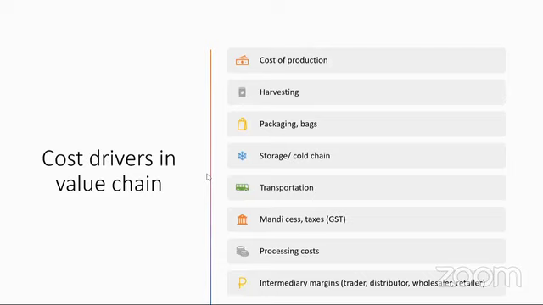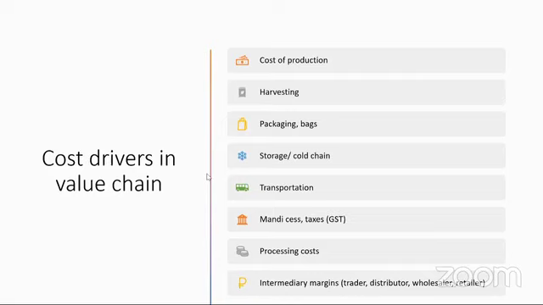Now transportation. If there are multiple intermediaries involved in the value chain, from the farm gate to a trader, from a trader to a wholesaler or a major trader or a processor, from processor to wholesaler, wholesaler to the retailer, and retailer to consumer, in all these transactions transportation is always involved. So these costs always escalate the overall cost. Now, mandi fees: there are a lot of commodities that incur mandi fees. There are commodities like mustard that incur GST. So all these factors also play an important role in overall cost.